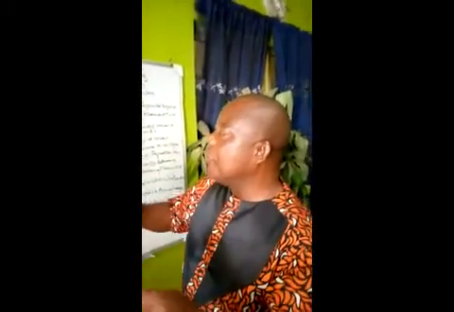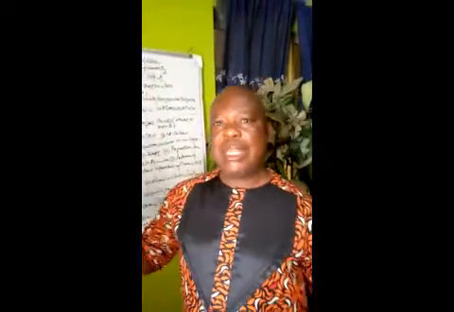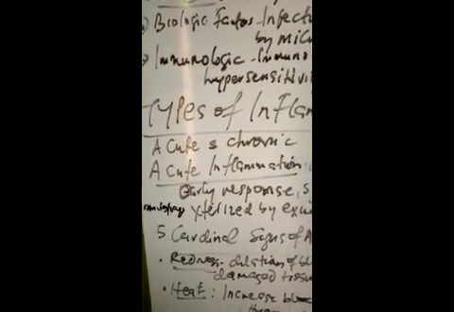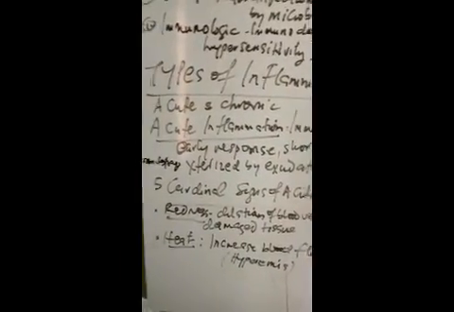4. Immunologic changes like immunodeficiency in AIDS, hypersensitivity, autoimmunity. These can cause inflammation. What are the types of inflammation? There are 2 types of inflammation, namely acute inflammation and chronic inflammation. We're going to discuss acute inflammation.